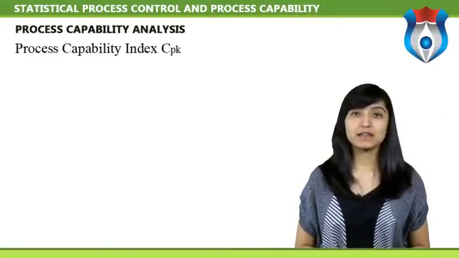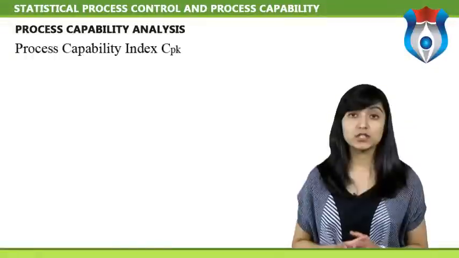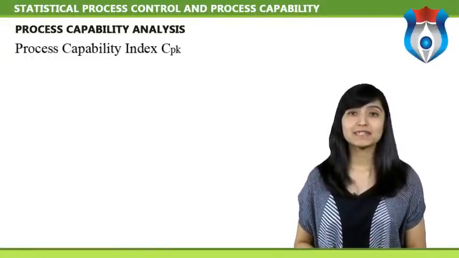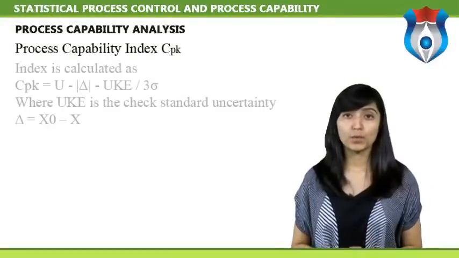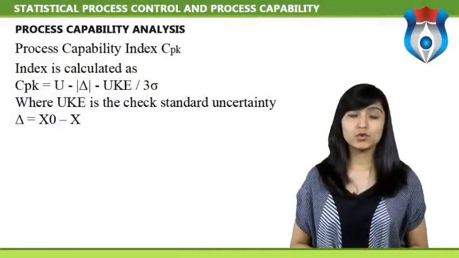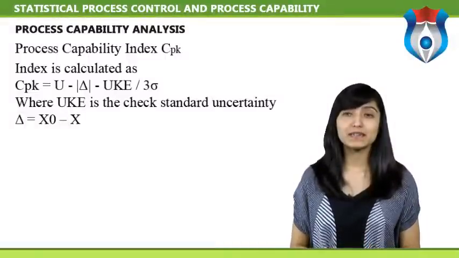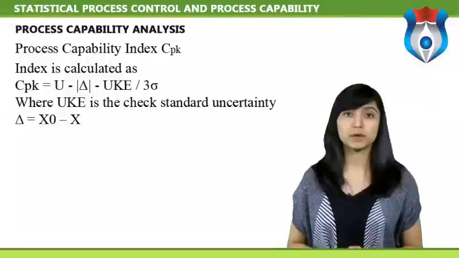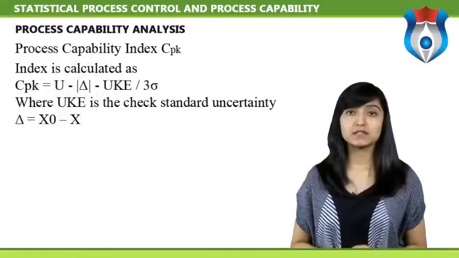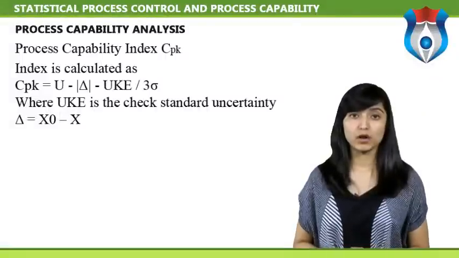Process capability index CPK. Capability index CPK reacts to deviation of the measurement process average, mean X bar, from check standard nominal value X0. Index is calculated as CPK is equal to U minus mod theta minus UKE upon 3 sigma, where UKE is the check standard uncertainty, and mod theta is equal to X0 minus X bar.